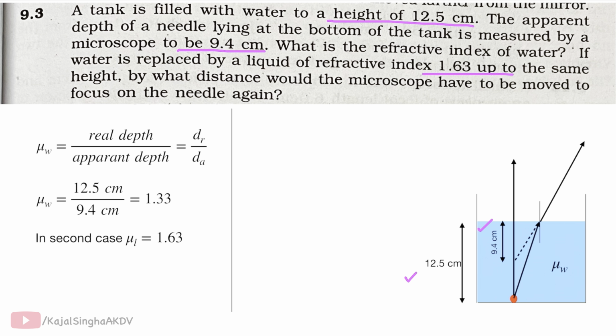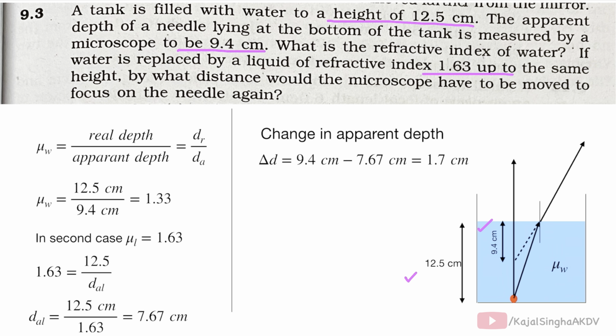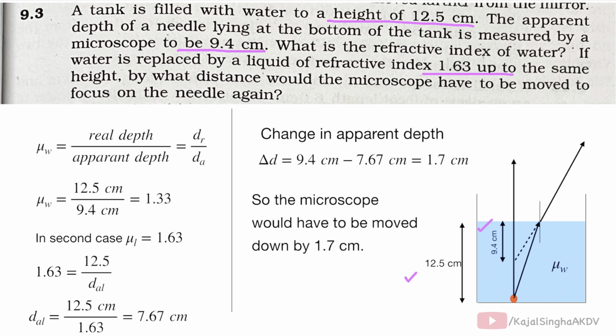then we can take that mu l equals 1.63, or 1.63 equals real depth 12.5 by apparent depth DAL. Here we have taken apparent depth for the liquid as DAL, or DAL equals 7.67 centimeter. So apparent depth in case of water was 9.4 centimeter, and in case of the liquid it is 7.67 centimeter. So change in apparent depth equals 1.7 centimeter. So the microscope would have to be moved down by 1.7 centimeter.